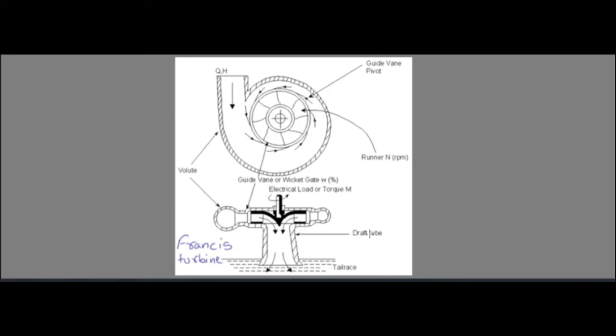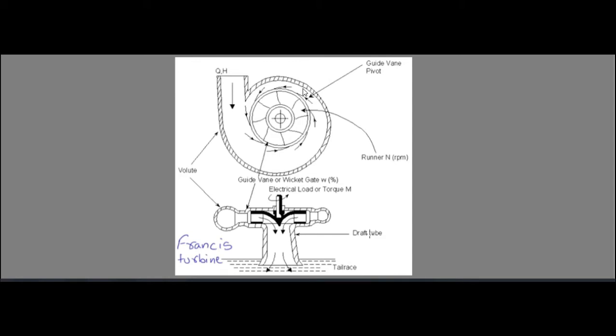So after the impulse turbine, now we have the reaction turbine. In the reaction turbine, first is the Francis turbine. So this is the way a Francis turbine is. The above figure is the top view and the side one is the side view. This is a scroll casing which decreases in cross sectional area. The decrease in cross sectional area is to maintain a constant velocity of the flow.